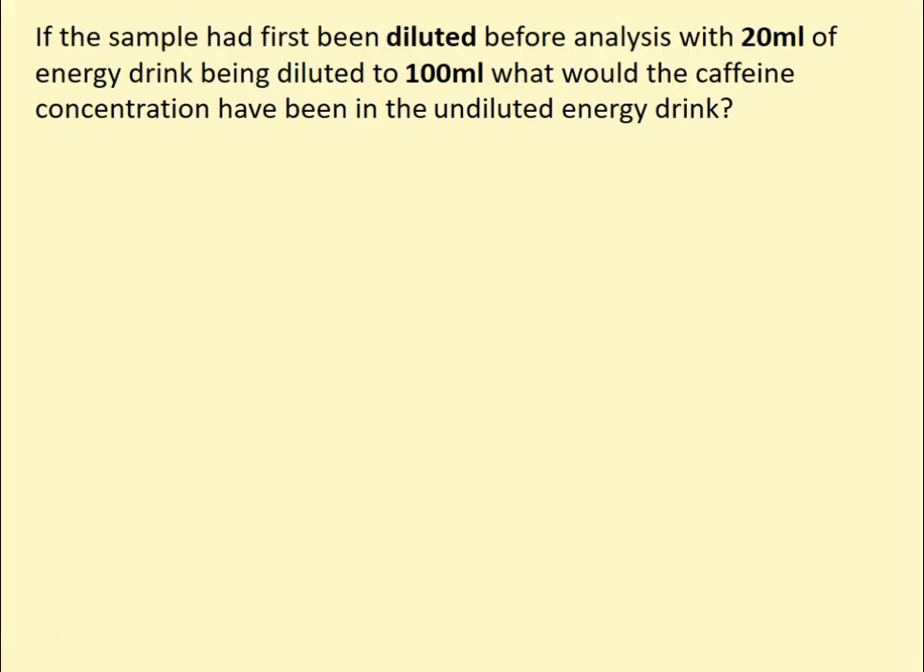Dilution equation. I wonder how many people remember the dilution equation. So if you took 20 mils of the drink first, and then you diluted it to 100 mils, how much would have been in that 20 mils if you've worked out the concentration in 100 mils? So C1V1, the concentration and the volume that you have at the beginning, equals the number of moles of the caffeine. And the number of moles of the caffeine haven't been changed. They've just had water added to them, so the concentration's gone down and the volume's gone up.